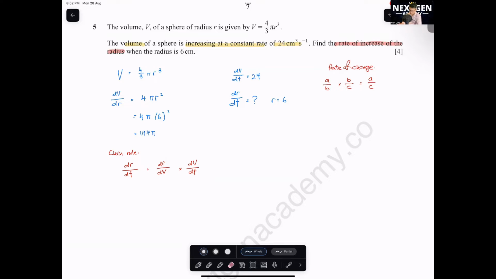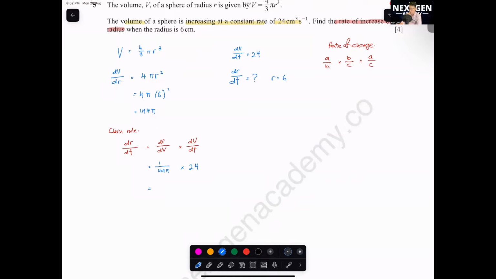So dr over dV, we will write it as 1 over 144 pi times 24. Okay, just type this in the calculator. You'll get 0.0531. Okay, so this is a rate of change type of question, under differentiation.